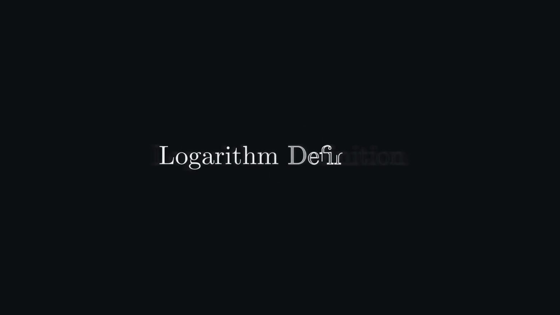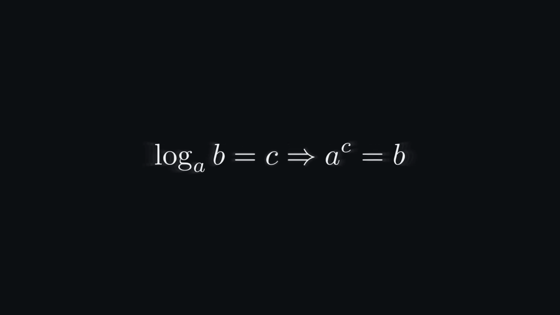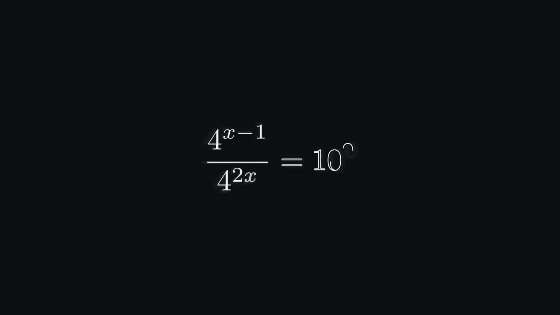Next, we'll use the definition of logarithms. The definition tells us that if log a equals c, then a to the power of c equals b. Now, we can remove the logarithm from our equation. This simplifies to the fraction 4 raised to the power of x - 1 over 4 raised to the power of 2x equals 10 to the power of 0.